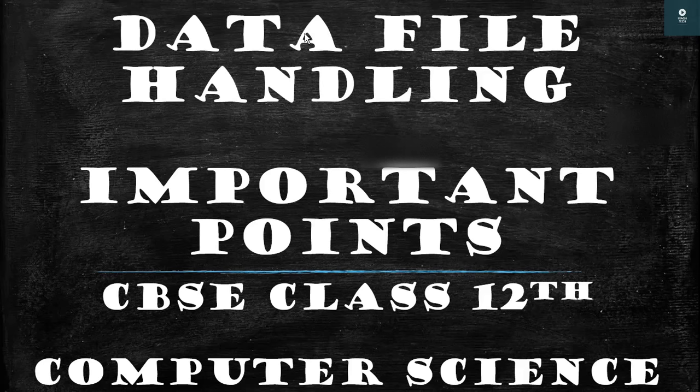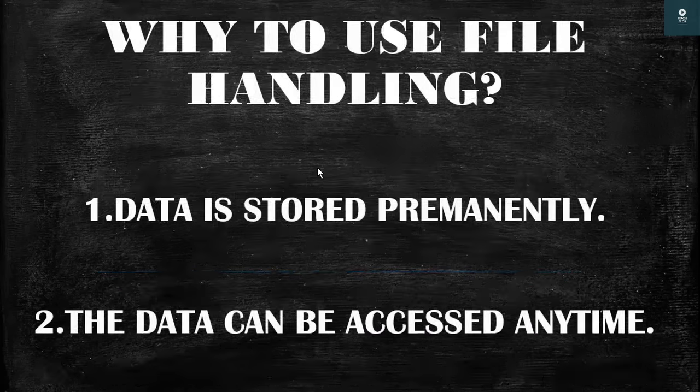Now the first question which will come to your mind is why we use file handling. What is the use of file handling? Now see, in normal programming, the data which we input, or the data which is recorded during execution of the program, is stored inside the RAM. And the RAM is a temporary memory. So whenever the power supply is off, the data inside the RAM is lost.